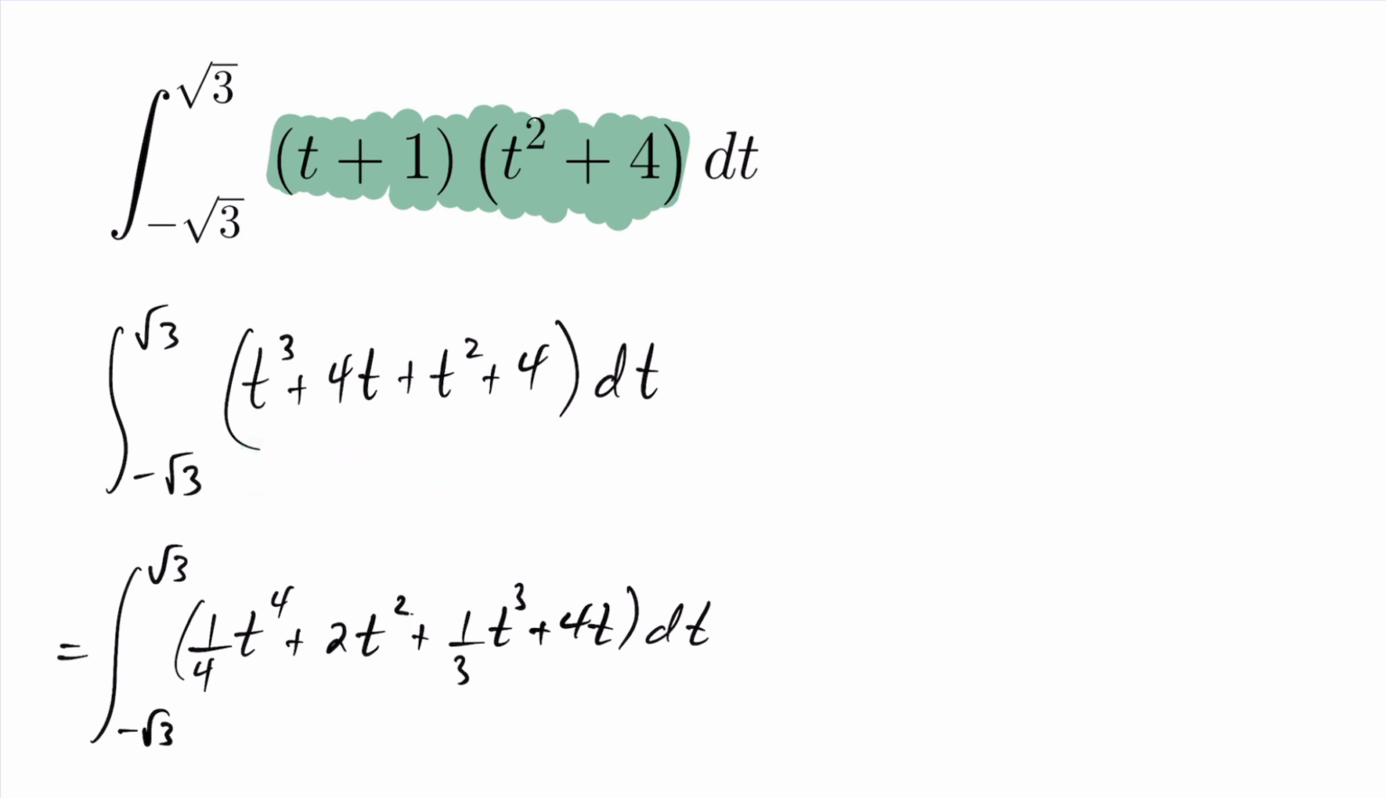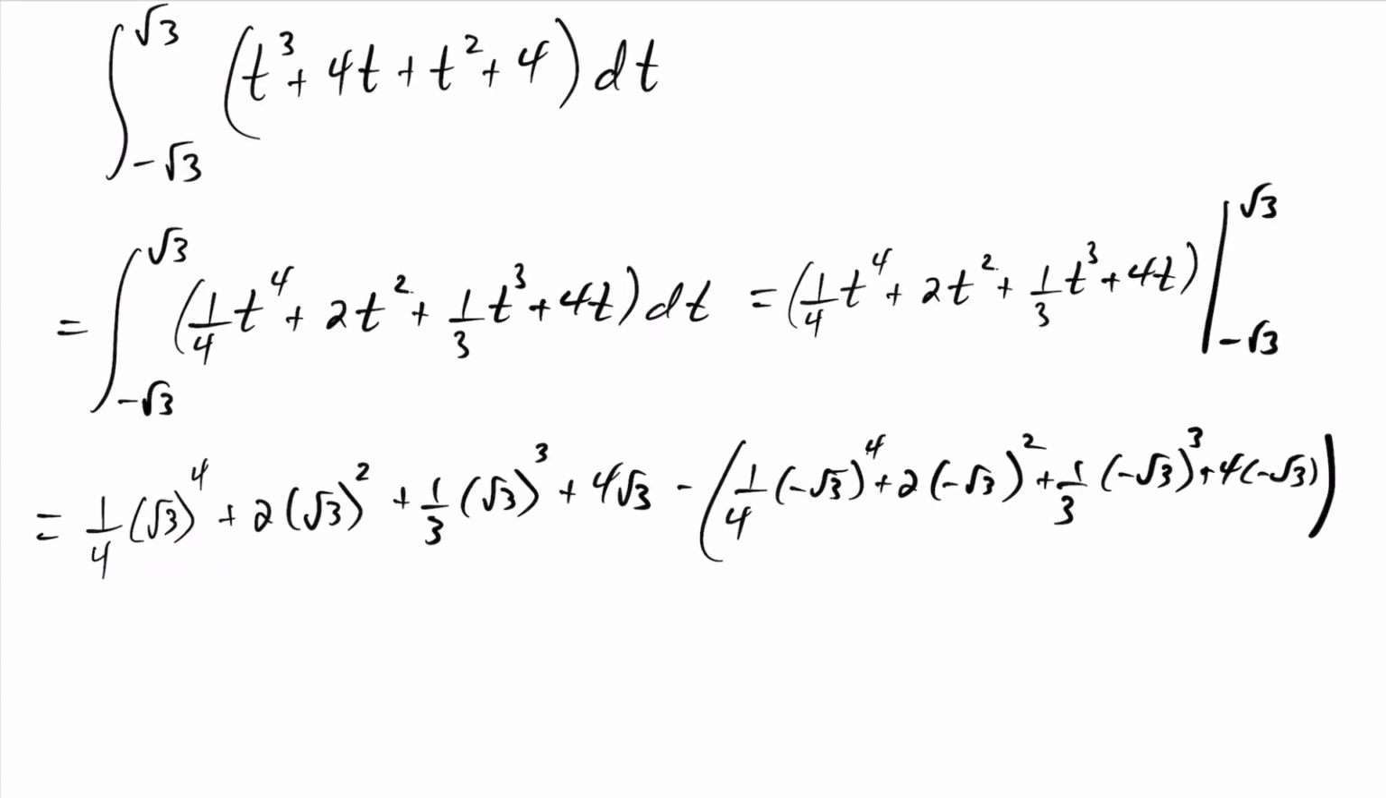And you'll see here by taking the derivative of 1/4 t to the power of 4, you'll get your t cubed. The derivative of 2t squared gives us 4t. The derivative of 1/3 t cubed will give us t squared. And the derivative of 4t gives us 4. We can now evaluate this integral from negative root 3 to root 3, giving us the following. All right, you'll notice here I evaluate the function at the square root of 3 and then the function at the square root of minus 3.